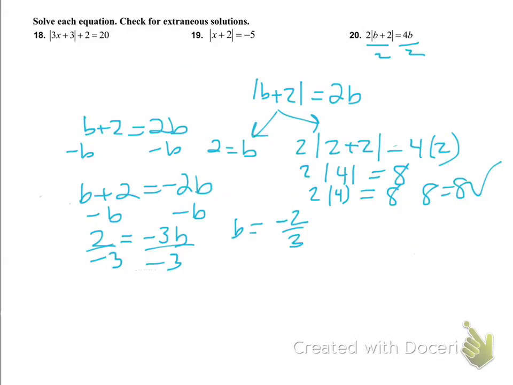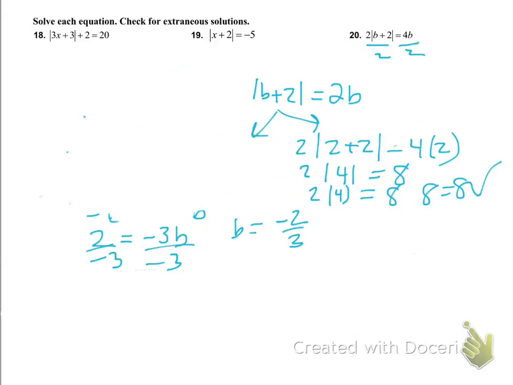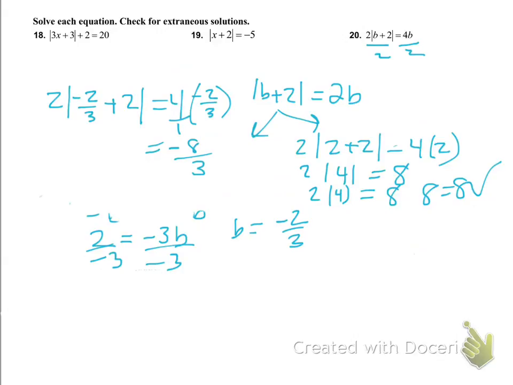Now we got to check negative 2/3. So I'm going to erase this here so I have some space. So the absolute value of negative 2 over 3 plus 2 is equal to 4 times negative 2 over 3. So I'm going to make this 4 over 1 and then multiply across. So 4 times negative 2 is negative 8. 3 times 1 is 3. This fraction we need a common denominator. My common denominator is going to be 3, so I need to multiply 3 over 3. So I have negative 2/3 plus 6 over 3 now. 6 plus negative 2 gets me 4 over 3.